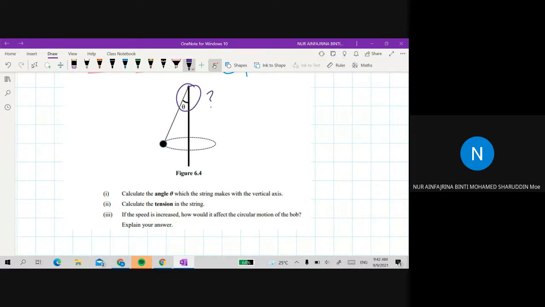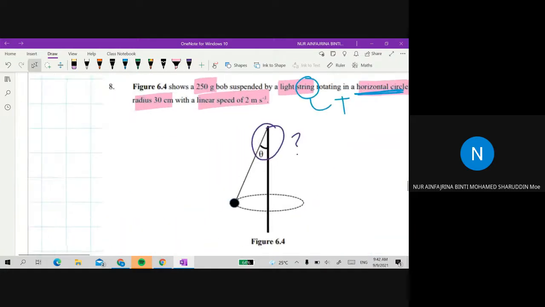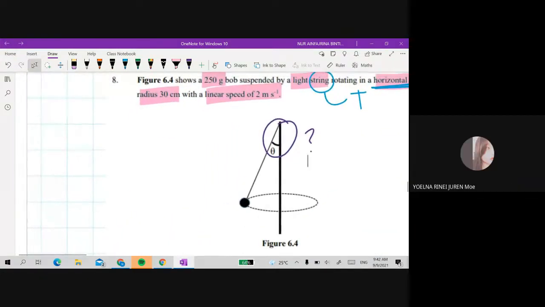Alright, now how are we going to tackle this question? What is the first step? Free body diagram. Walaupun soalan tak minta awak lukis free body diagram, but I'll advise you to draw it. So senang awak nampak. So draw free body diagram. It's going to be the same macam yang tadi tu. Tension, and then you akan ada weight.